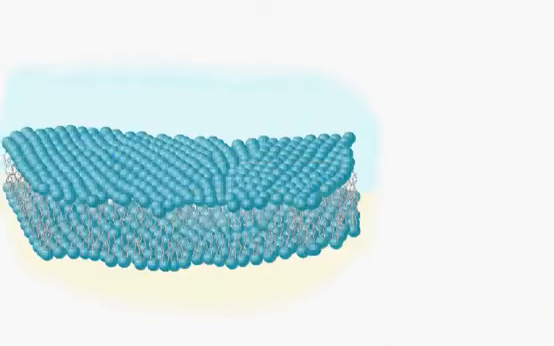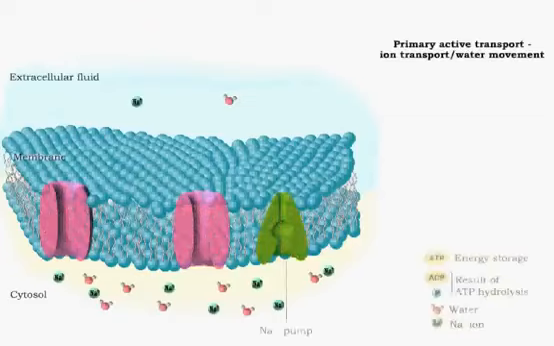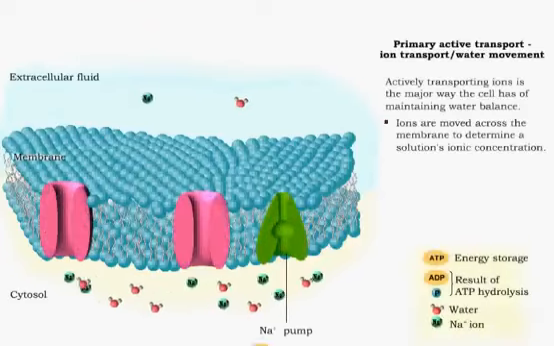Actively transporting ions is the major way the cell has of maintaining water balance.